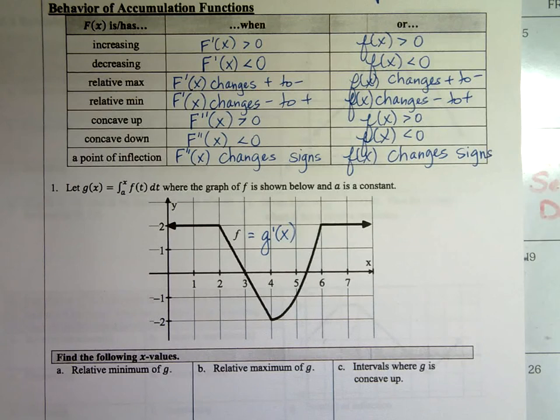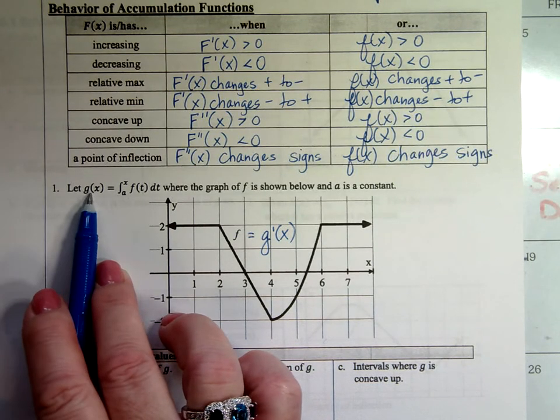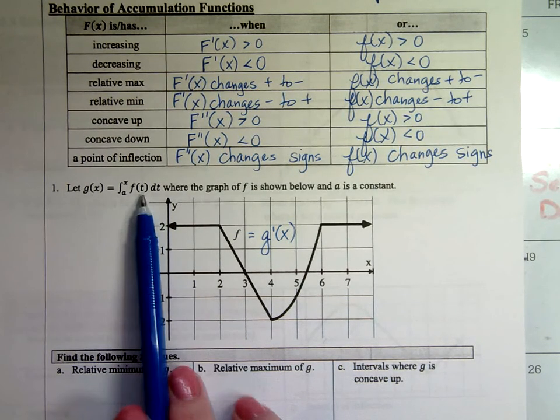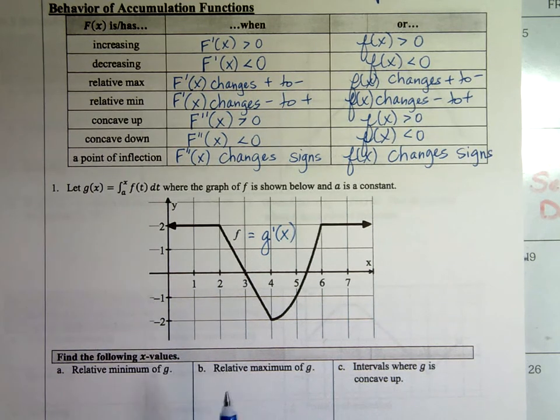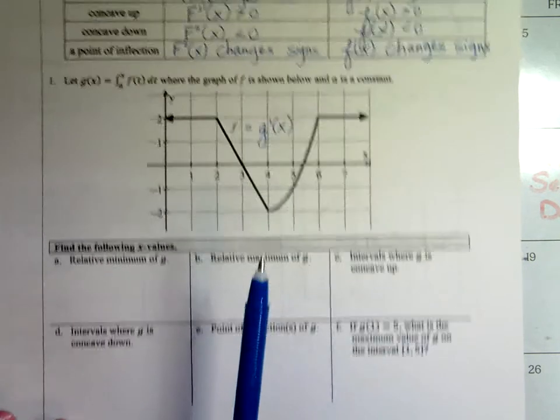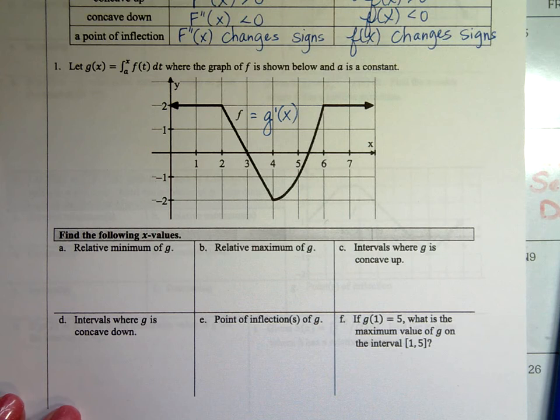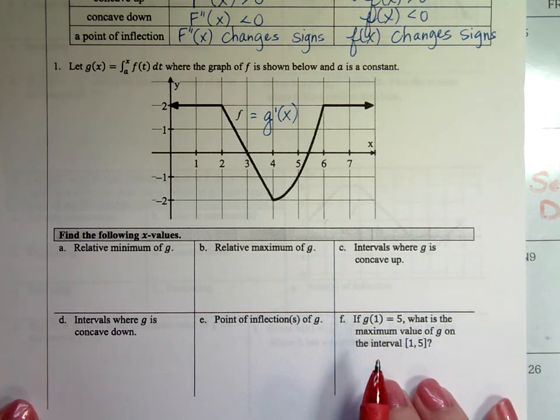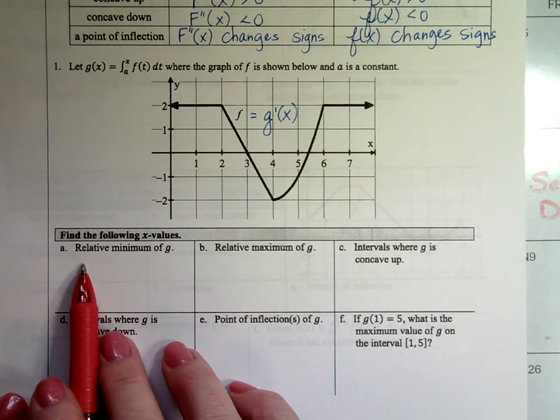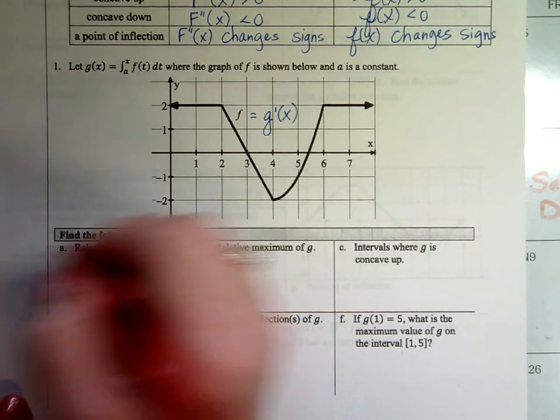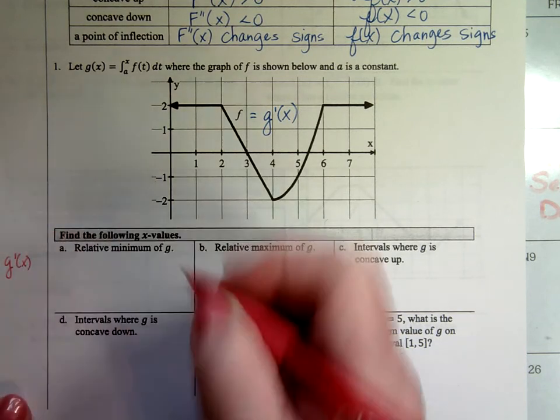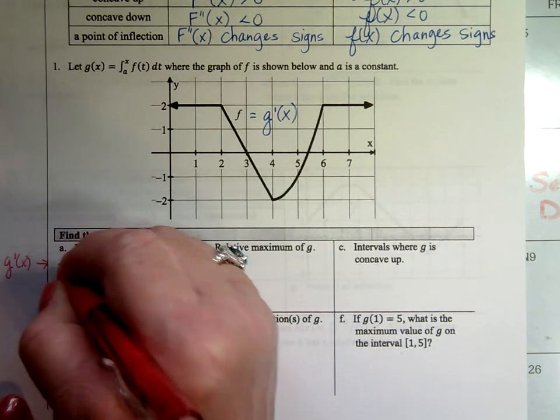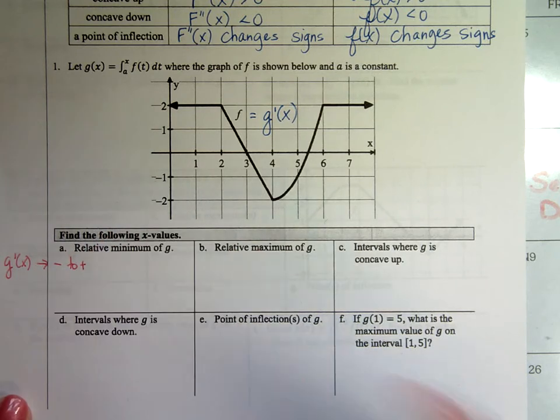All right, let's see if we can figure these things out. And it's all because of this. G prime of x would be what the derivative of this is equal to, that function. All right, so here we go. Now I'm going to use a couple colors just so you know we can highlight what we're looking at and what the answer actually is. So I have a relative minimum, and I know that the relative minimum is when my derivative, in this case g prime of x, changes from negative to positive. We just said that in the chart up above.